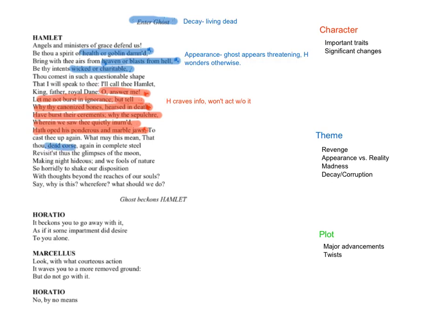I'm going to take out my blue highlighter and highlight a couple of things related to decay. These images are related to death and a distrust in nature. And here we see more of the same stuff we saw above.